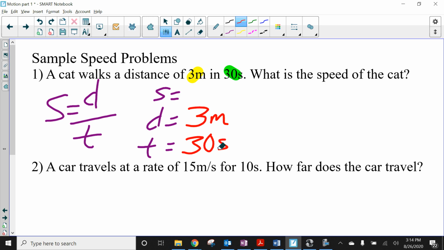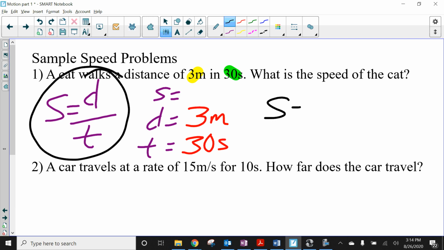Now, I'm going to take these numbers and plug them back into this equation right here. Okay, so when I plug it in, I don't know what S is. I know that D is 30. Okay, and I see that T, oh, see, I did that wrong. Got to read carefully. D is 3m, all right, and T is 30s.